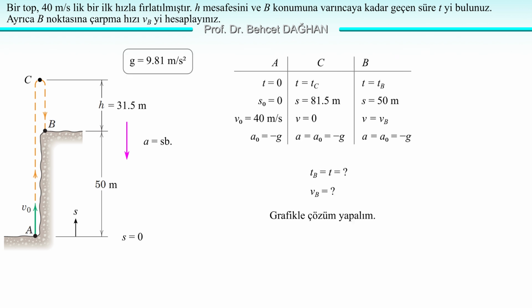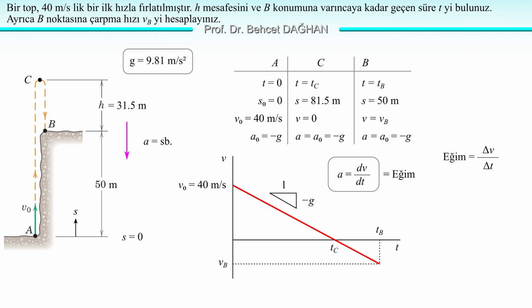Let's find the time it takes to reach position B and the velocity at which it hits point B. To do this, we'll draw the VT graph. The VT graph is rectilinear. It's a line with a negative slope because the acceleration is constant. We know that the slope of the tangent to the VT graph is equal to the acceleration. If the acceleration is constant, the slope of the tangent to this graph, in other words its slope, is constant. It's a line with a constant slope. Its slope is minus g. We can find the slope of a line with the relationship delta y divided by delta x. Since we have the VT graph here, we find it with delta v divided by delta t.